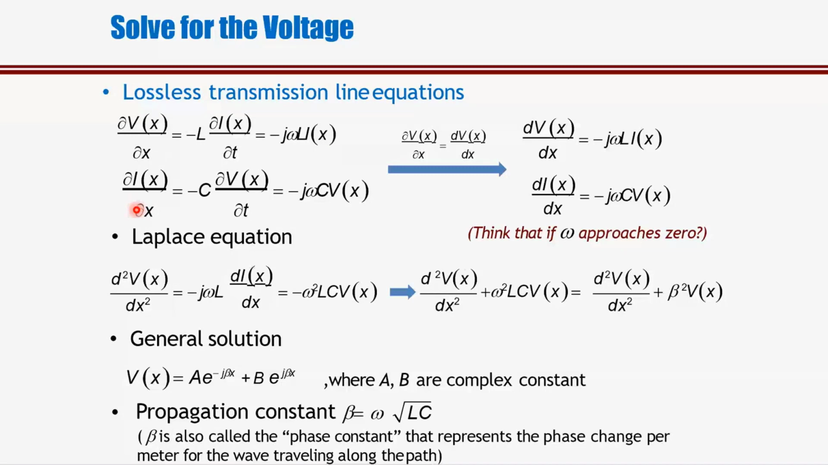And for current I, from the second equation, that is equation number 2, I can write dou I(x) by dou x is equal to minus C dou V(x) by dou t, that is equal to minus j omega C into V(x). Again, I have converted this partial derivative into a full derivative. Let us call these equation number 3 and 4. So my 3 and 4 are like this: dV(x)/dx is equal to minus j omega L I(x) and dI(x)/dx is equal to minus j omega C into V(x).